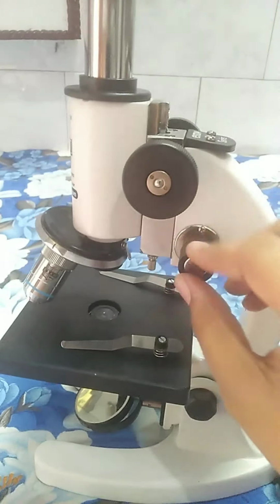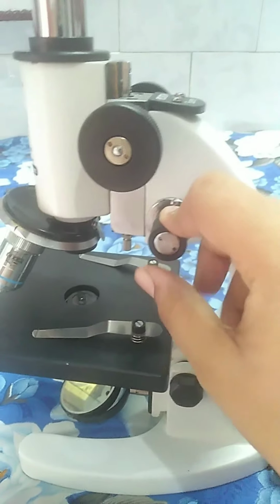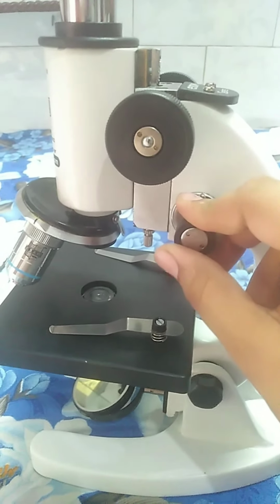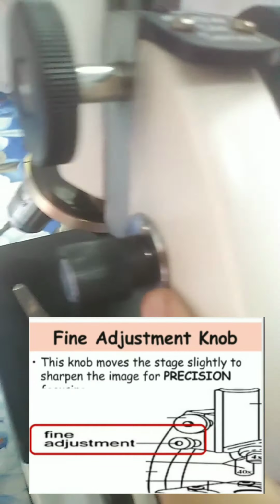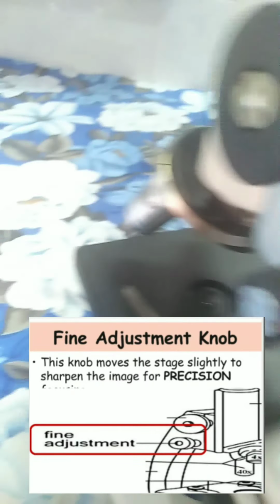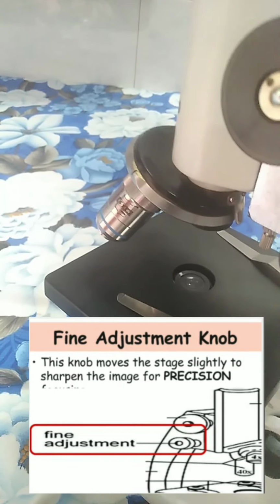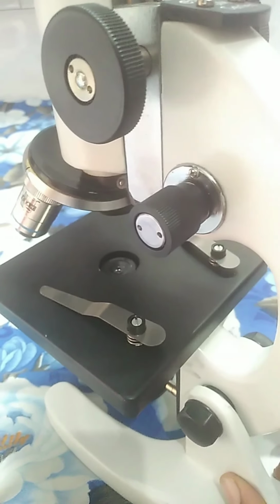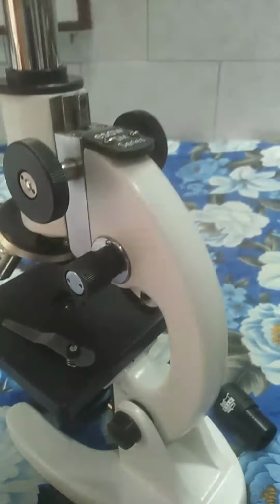This is the fine adjustment knob. The second one you are seeing here is the fine adjustment knob. This knob moves the stage slightly to sharpen the image. If I move it, you can't see it right here, but it is working inside, and it helps in the slight movements of the stage, and it sharpens the image for precision and good clarity. So this is all about the function.